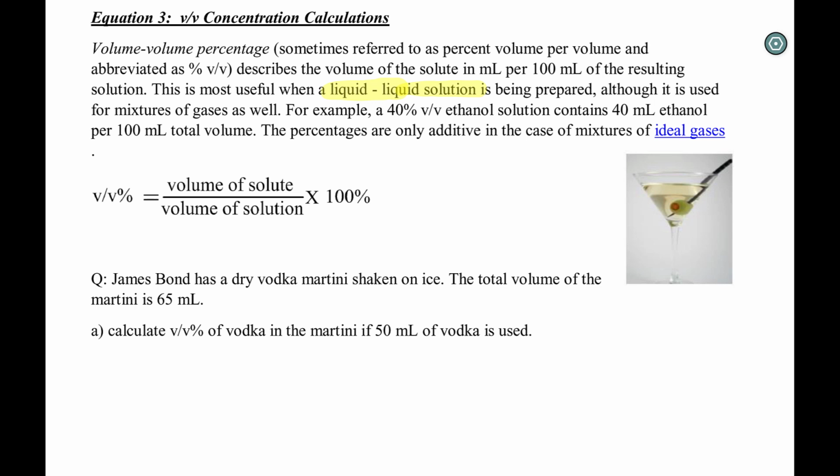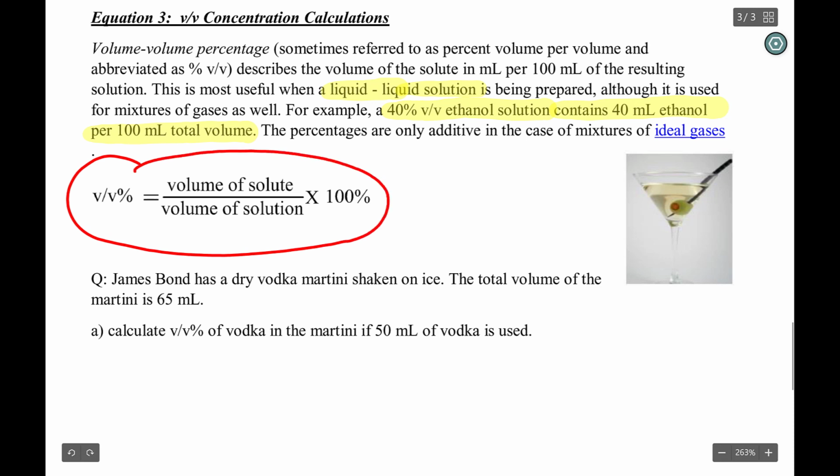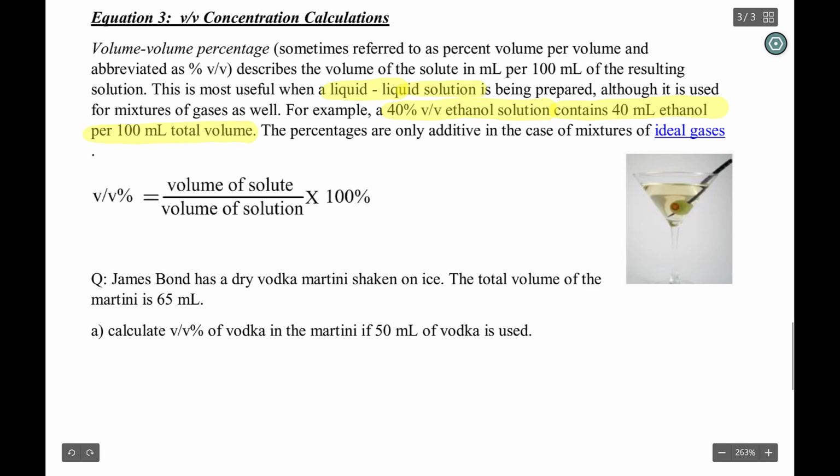Okay, so an example using alcohol would be a 40% volume ethanol solution, which is what you would find in, say, vodka or rum usually, would essentially contain 40 milliliters of ethanol per 100 milliliters of total volume. Now again, here's our equation. I wouldn't quite write it out this large. So the abbreviated version would look something like this. Volume percent is equal to the volume of the solute all over the volume of the solution times 100%.